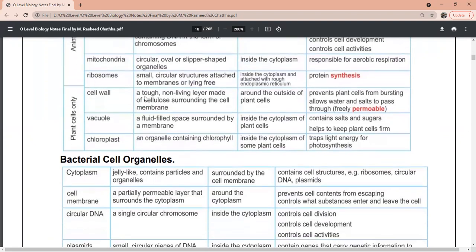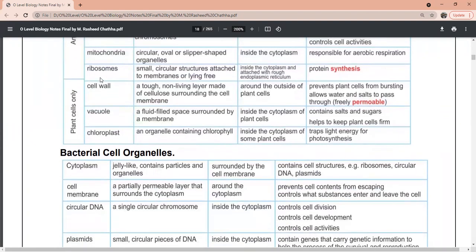Next are the ribosomes, which are small circular structures attached to the membranes or lying free in the cytoplasm, and inside the cytoplasm attached with the rough endoplasmic reticulum. Their function is protein synthesis. So they are used for protein synthesis.